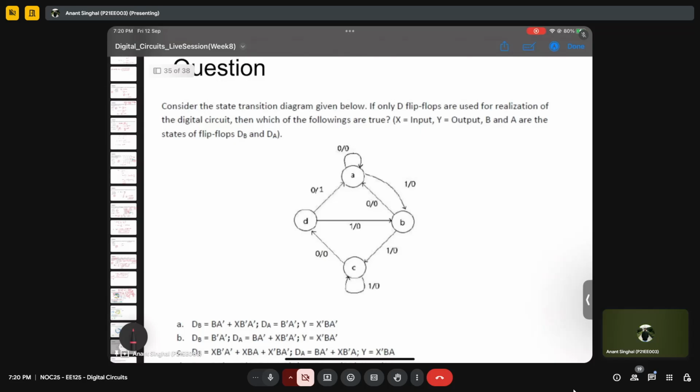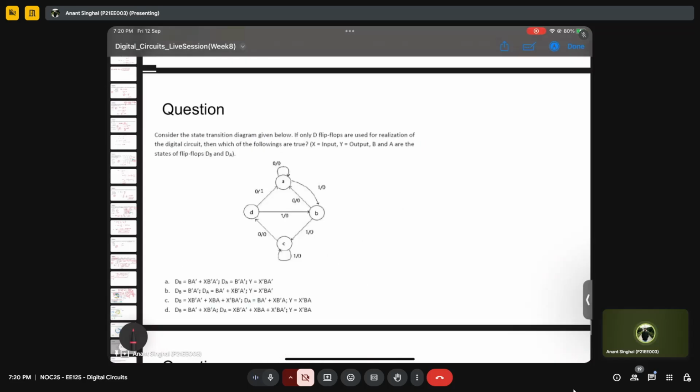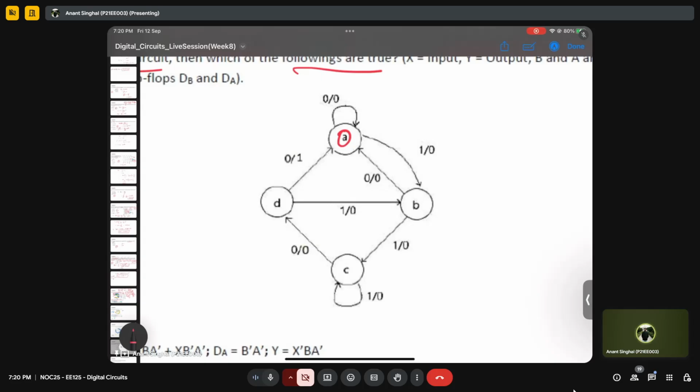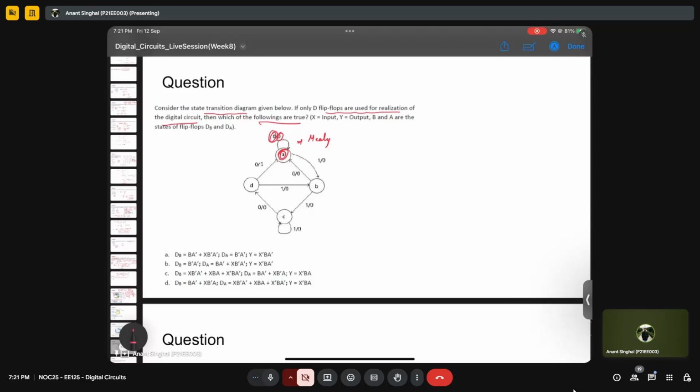Okay. So this is actually a very good question and it might take some time to do it. So let me try to do it by myself. It says consider the state transition diagram given below. If D flip-flops are used for the realization of the circuit, then which of the following are true? So here you see the output is a function of both the state as well as the input. So this is a Mealy machine now, right?